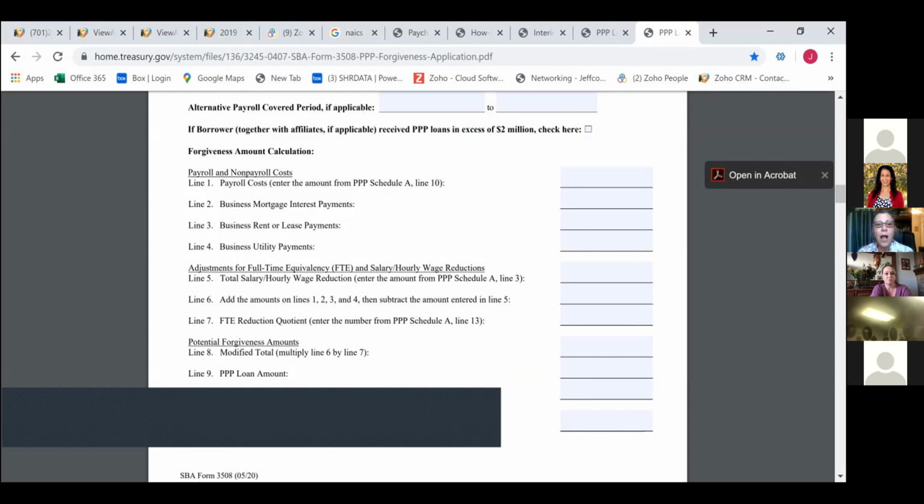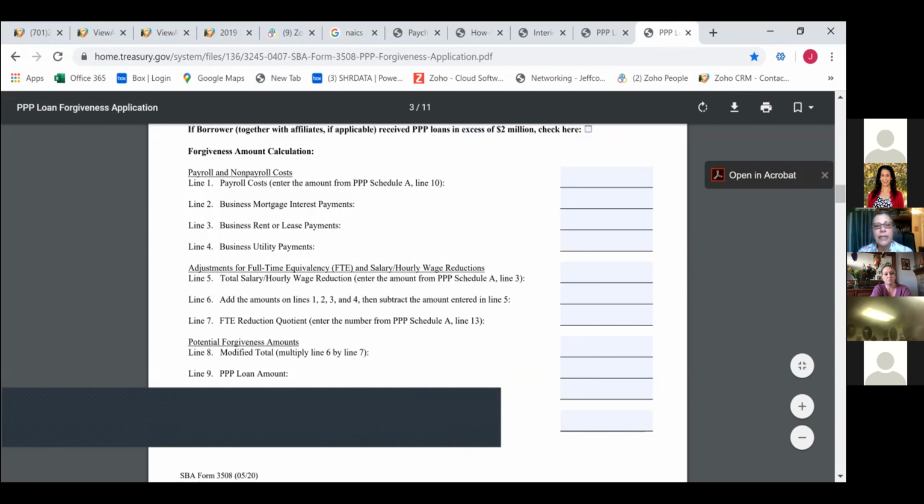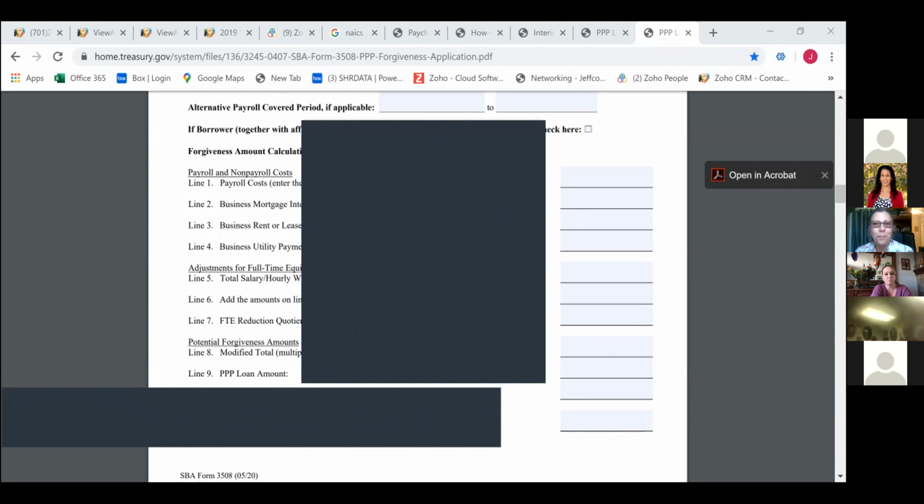Now, I believe, but this I'm not sure about, that if you work from home and you do a percentage of your workspace, that would be the utility. So you'd pull up your utility statement and divide by the number of square feet to get that for home-based businesses.